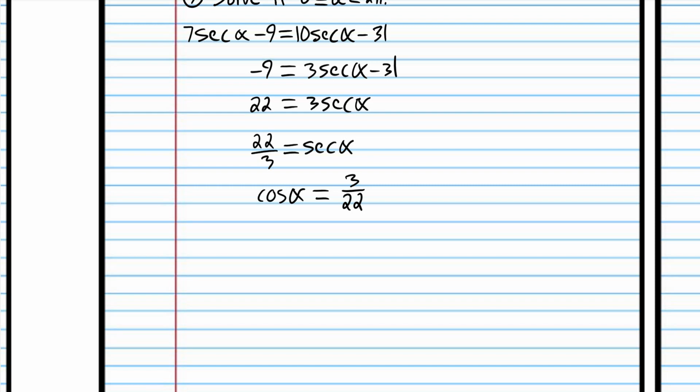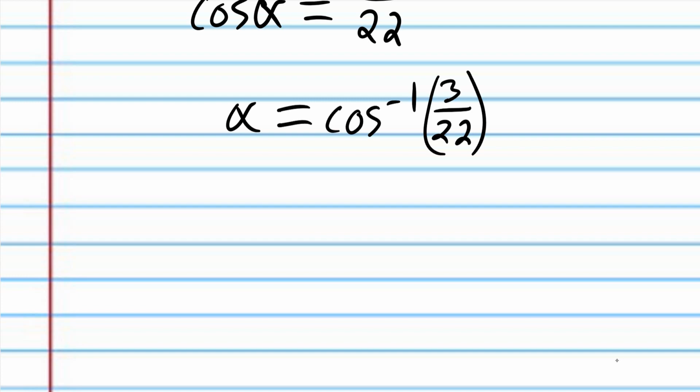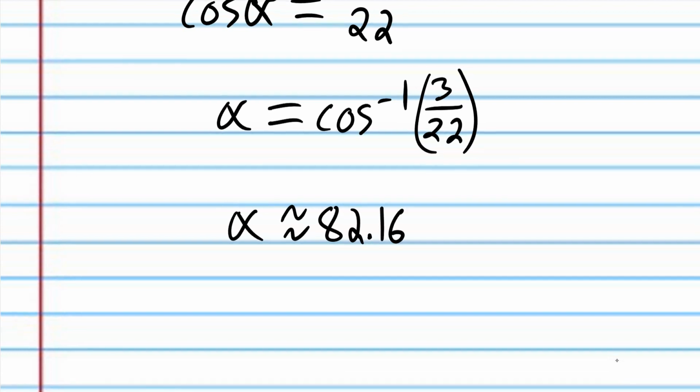You need to get to the point where you can just flip these things quickly, understanding the relationships between the different trigonometric functions. So now we can use our calculators to find alpha, because we do have a cosine inverse button. So let's get our calculators out. The blue button, and then cosine button, and then 3 divided by 22 if you're using a TI-84 plus. We see alpha is approximately equal to 82.1625 degrees.